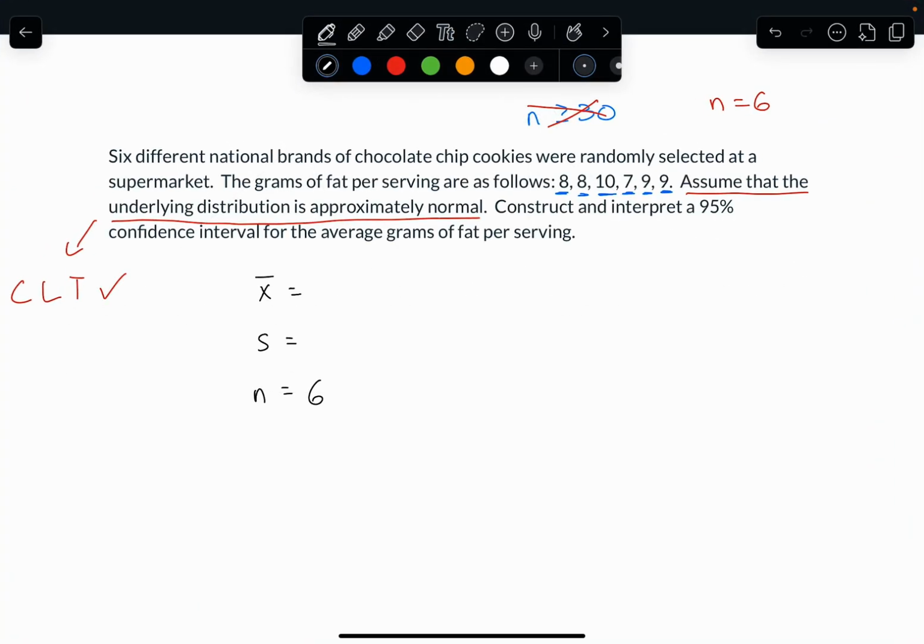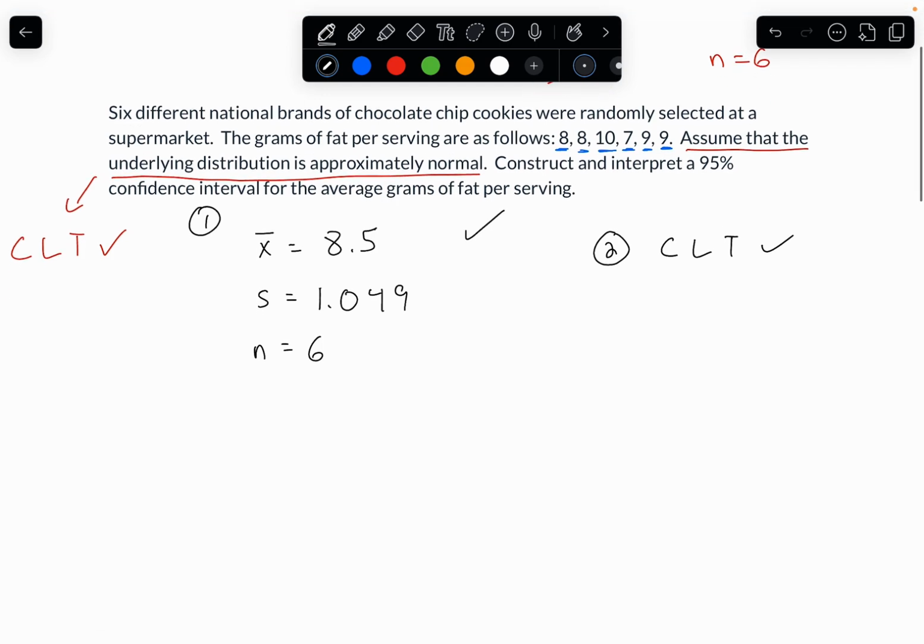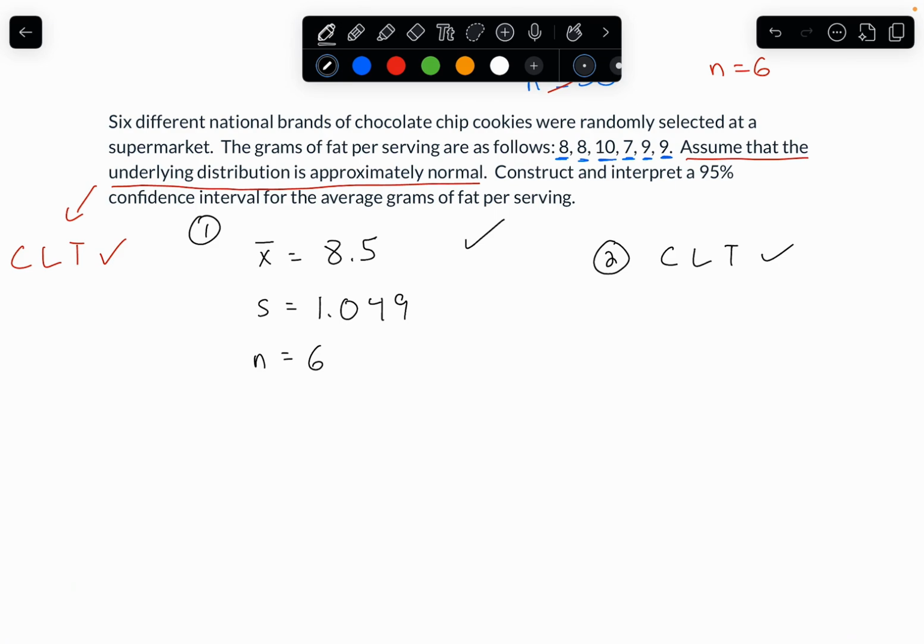Hop back to my notes here. So we said our mean is 8.5 and our standard deviation was 1.049. So at this point, I have my mean and I have my standard deviation. So that was my first step. We've gathered the correct information. We've already done the second step where we verified that the central limit theorem works because we have that the underlying population is normally distributed. So that's good to know. Now we can get to the actual building of the confidence interval.